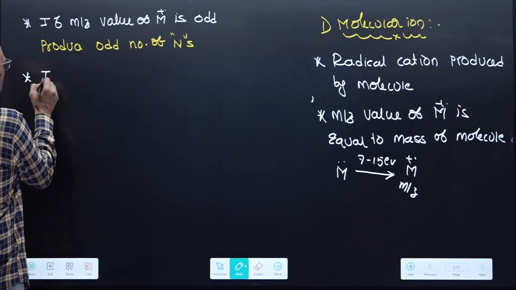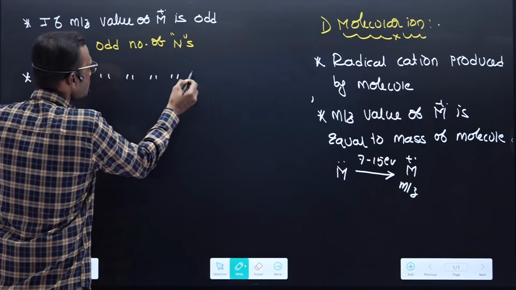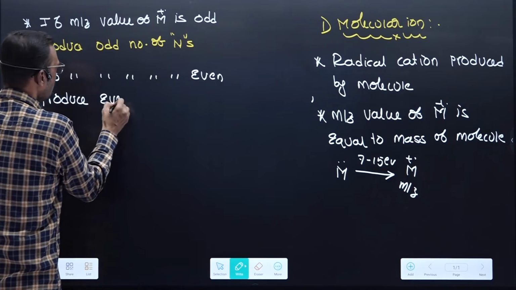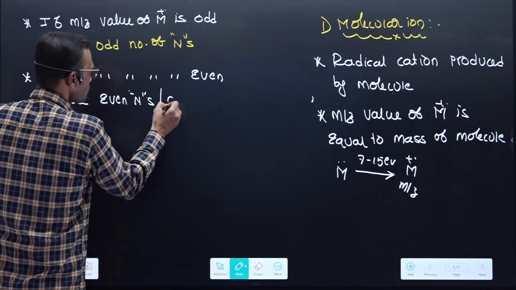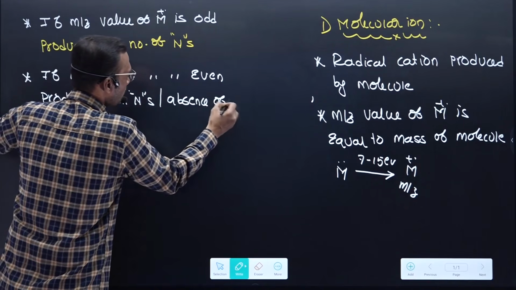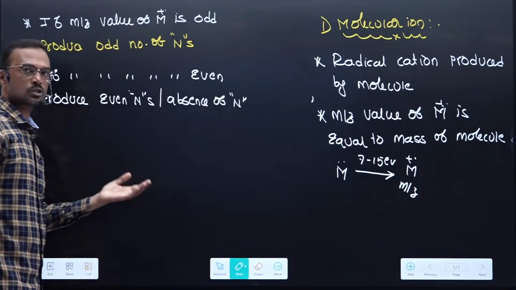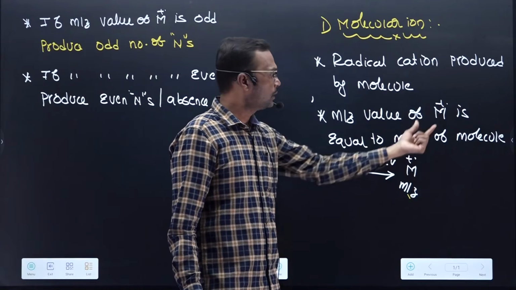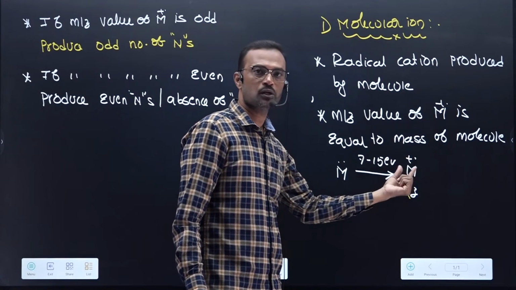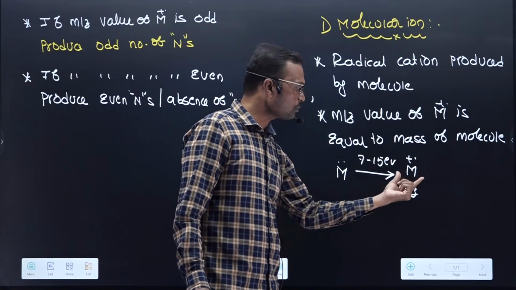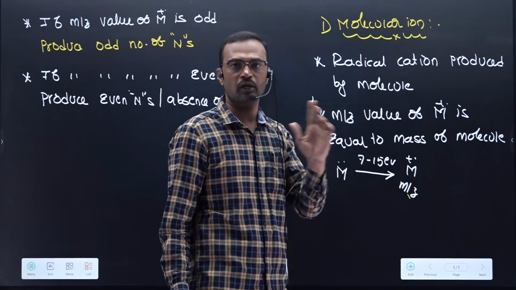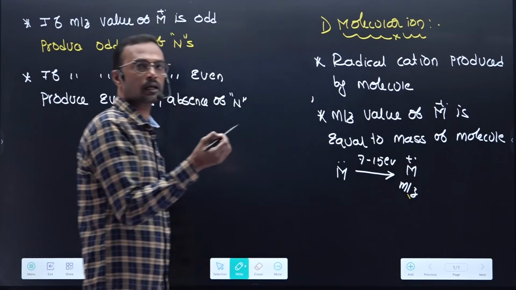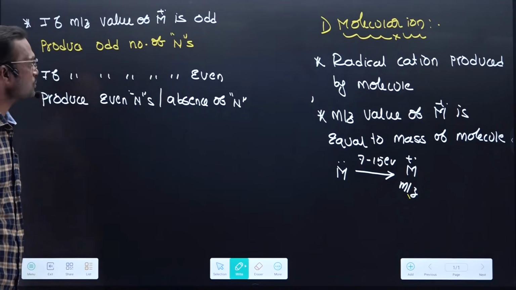Same point I am repeating. If the m/z value of the molecular ion is even, that indicates an even number of nitrogens or the absence of nitrogens. They may carry 2 nitrogens, 4 nitrogens or 0 nitrogens. This point you remember, that is the use of the m/z value of a molecular ion. With the help of the m/z value, one can easily identify whether the molecule carries an odd or even number of nitrogens.